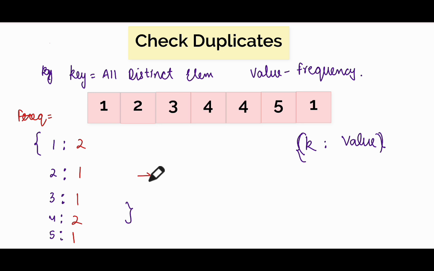And then I will put a condition that if any value in this particular dictionary is greater than 1, it means it's a duplicate, then return me a true, otherwise return me a false. So what is my approach? First, I will convert this into a dictionary using key value pairs. Key is the element and value is its frequency. After that, I'll check if any frequency or any value is greater than 1, it means it's a duplicate. So let's move to the coding part.